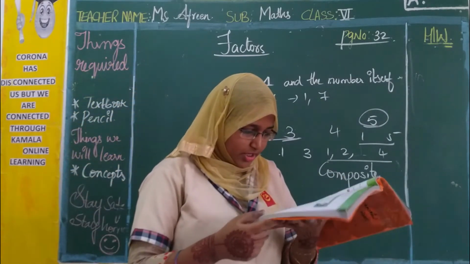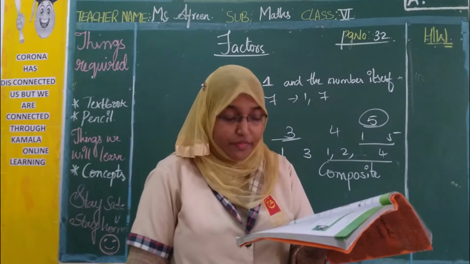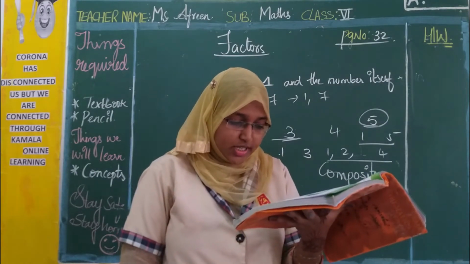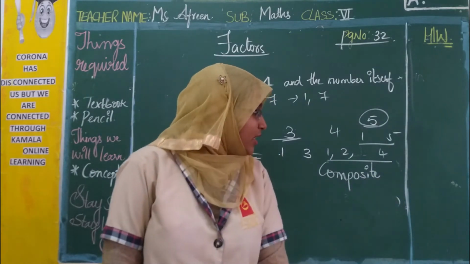Now let's see what a composite number is. A number having more than 2 factors, like 4, 6 and so on, is called a composite number. Let's see, we have done 4.